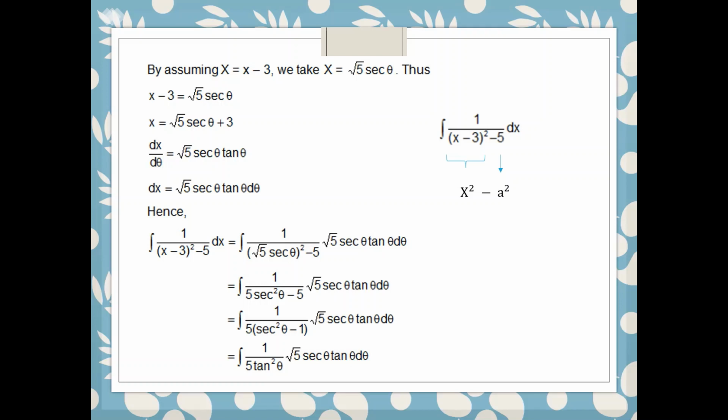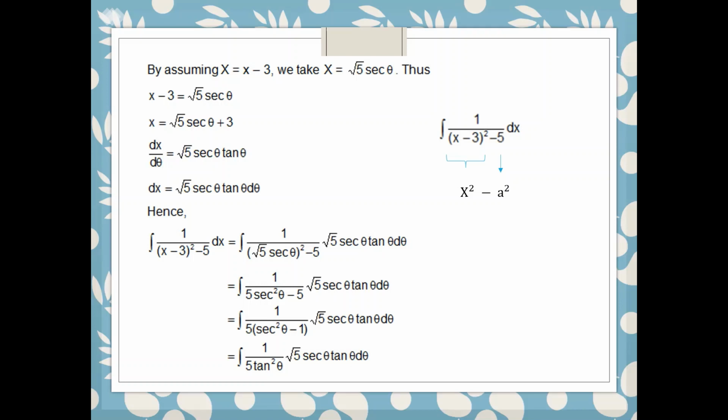Substitute both x minus 3 equal to square root 5 secant theta and its derivative into the given integral. Simplify, you will get a new integral in terms of theta only. Next, expand the term with power, factorize the expression below, and simplify. You should obtain the integration of 1 over 5 tangent squared theta multiply with square root 5 secant theta tangent theta.